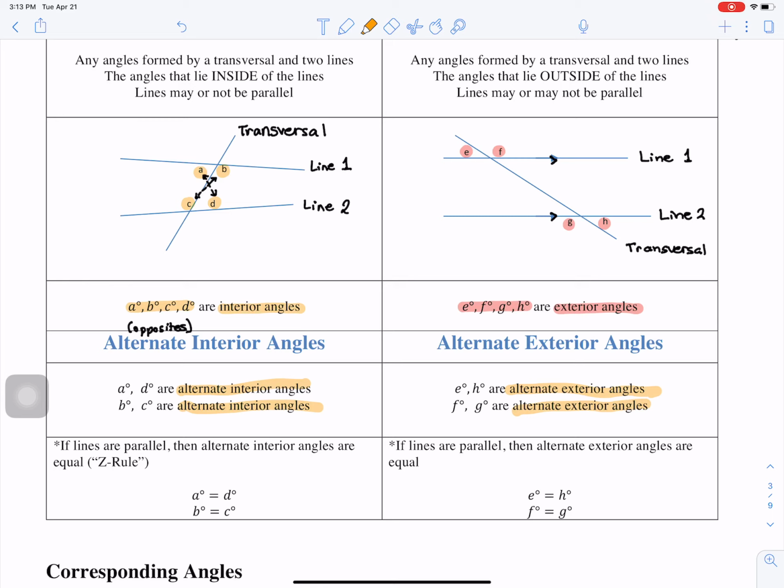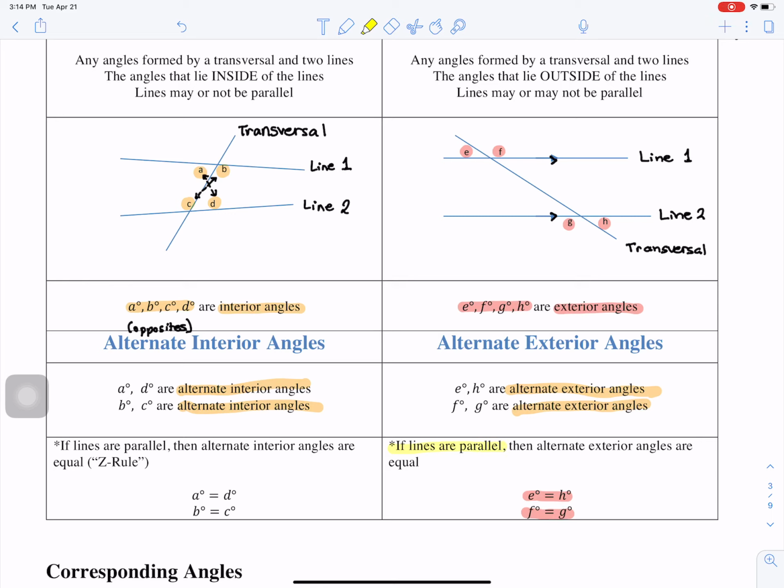Now, if the lines are parallel, we can conclude that the alternate exteriors or alternate interiors have to be equal. So in example 2, the alternate exterior case, E has to equal H because those are alternate to one another, and F has to equal G because those are alternate to one another, but also because the lines are parallel. That's the key. Okay? In my example, the lines aren't parallel.